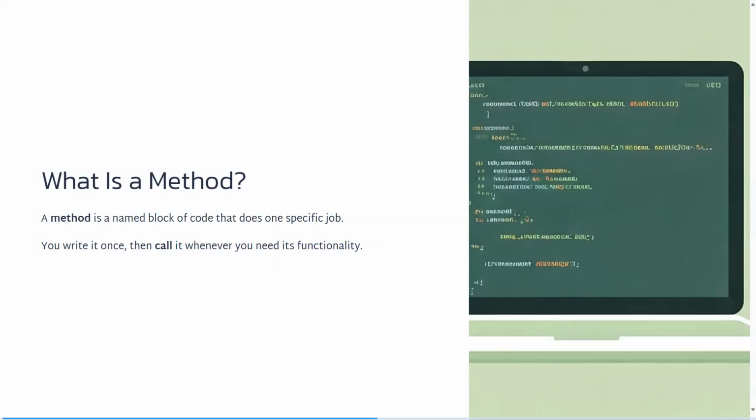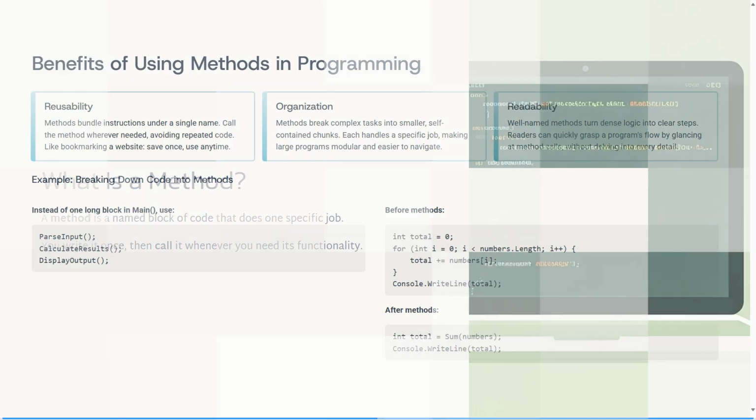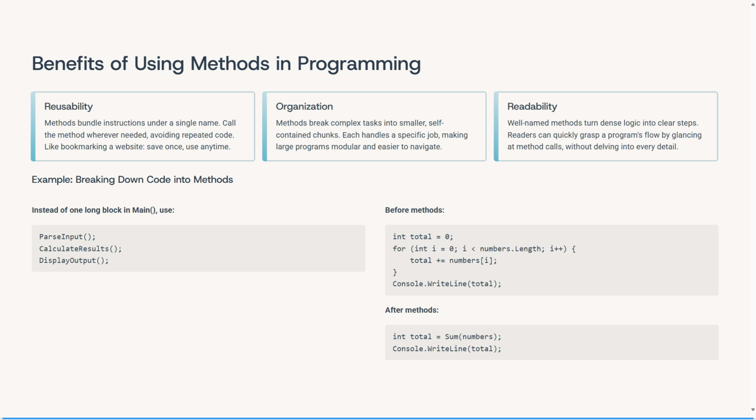A method is a named block of code that does one specific job. You write it once, then call it whenever you need its functionality. Let's now understand why to use methods.